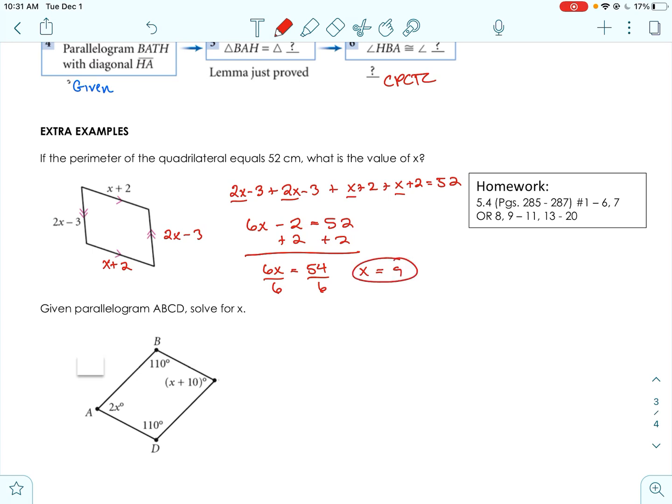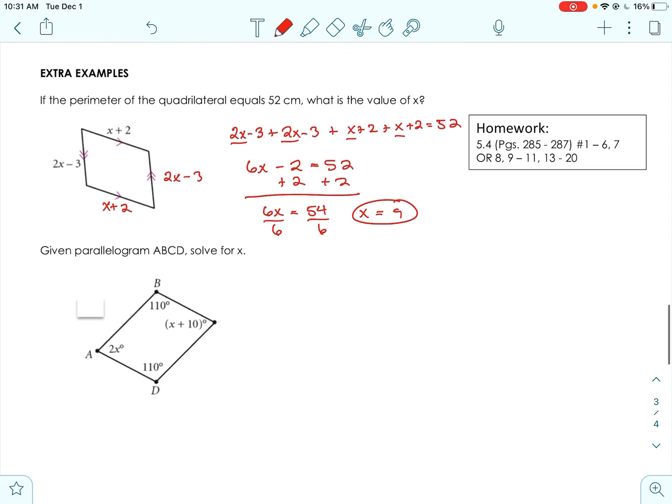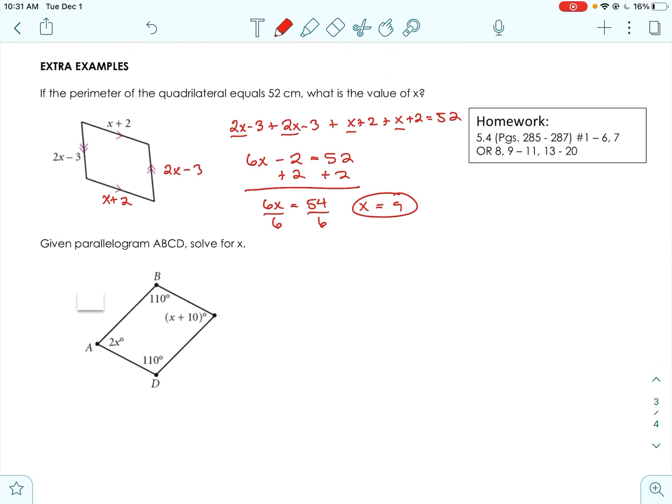And you can always double check your solution by plugging in. 9 plus 2 is 11, 9 plus 2 is 11. 2 times 9 minus 3, 2 times 9 minus 3. You get the same thing on all four sides. Okay, so when you're dealing with perimeter, you're typically going to use the fact that the opposite sides are congruent. Now, given parallelogram ABCD, solve for x.